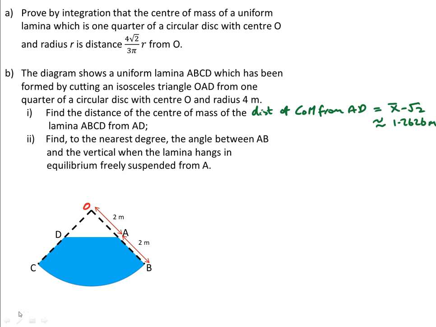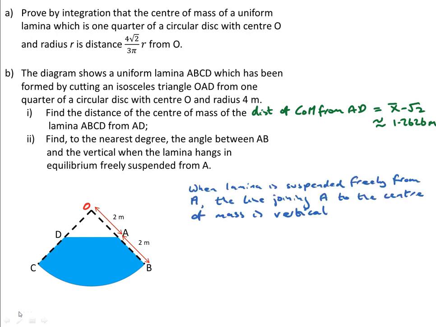Now, when the lamina is freely suspended from the point A, the line joining A to the centre of mass will be vertical. We know that the centre of mass is on the line of symmetry and it is 1.2626 meters below the line AD.